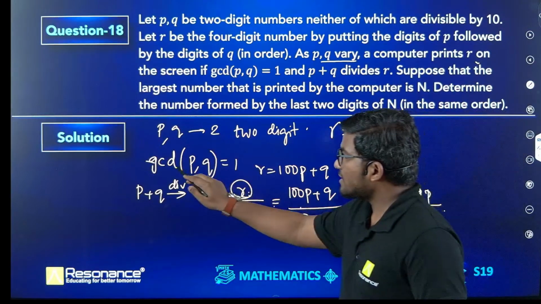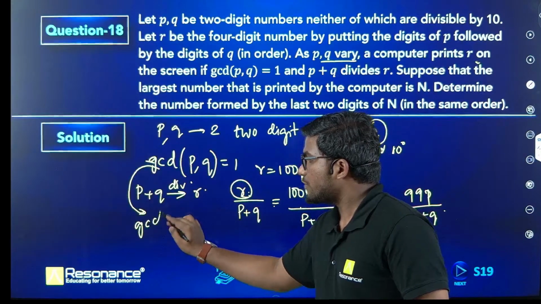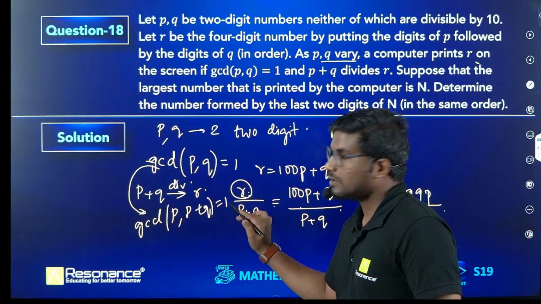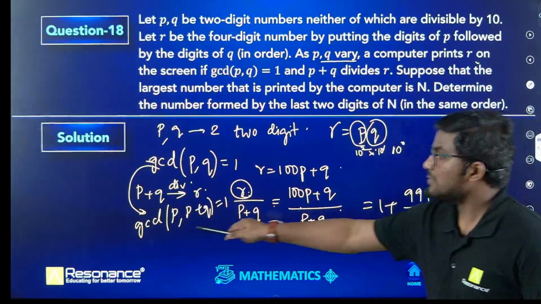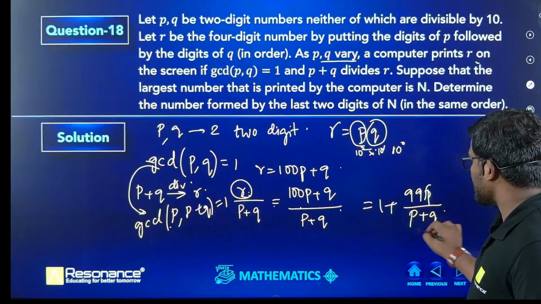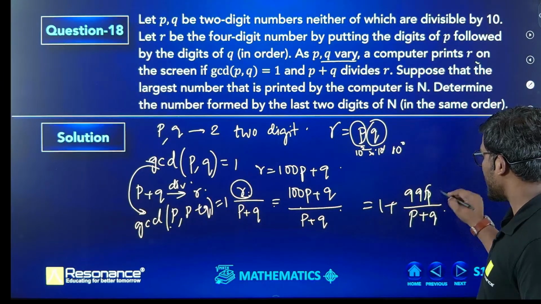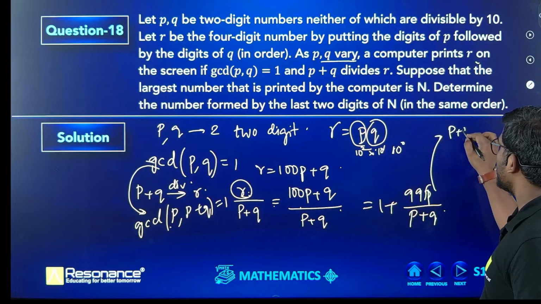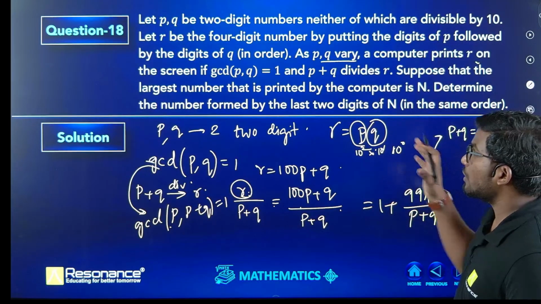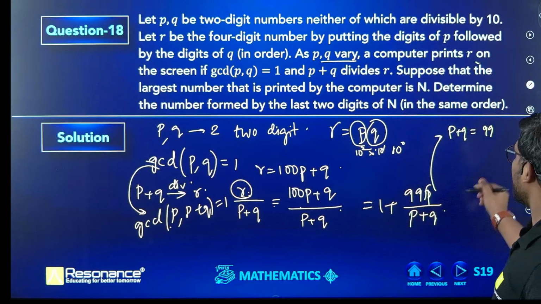We also know that since GCD of P comma Q is 1, GCD of P comma P plus Q is also 1. Correct? Now since GCD of P comma P plus Q is 1, this part, 99P by P plus Q, is not being reduced to lower terms. So P plus Q is a multiple of 99. And since P and Q are two-digit numbers, the only possible such value is 99.